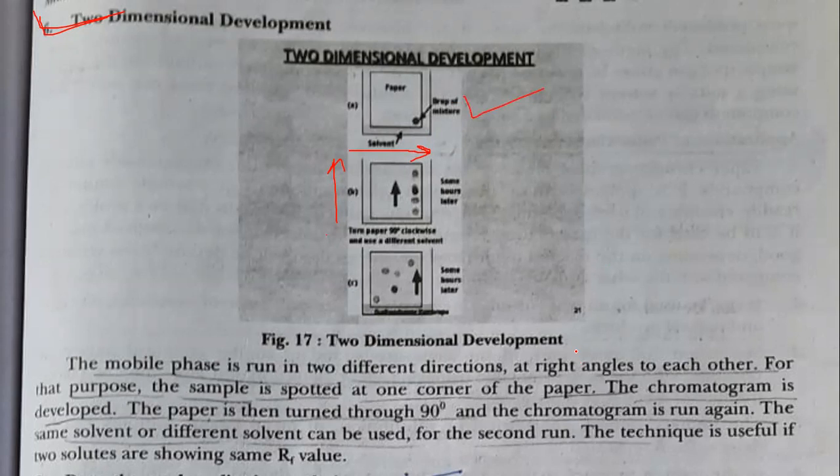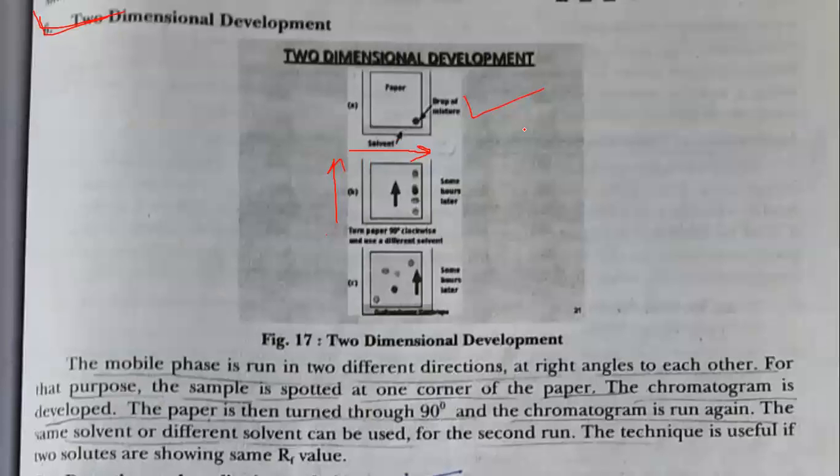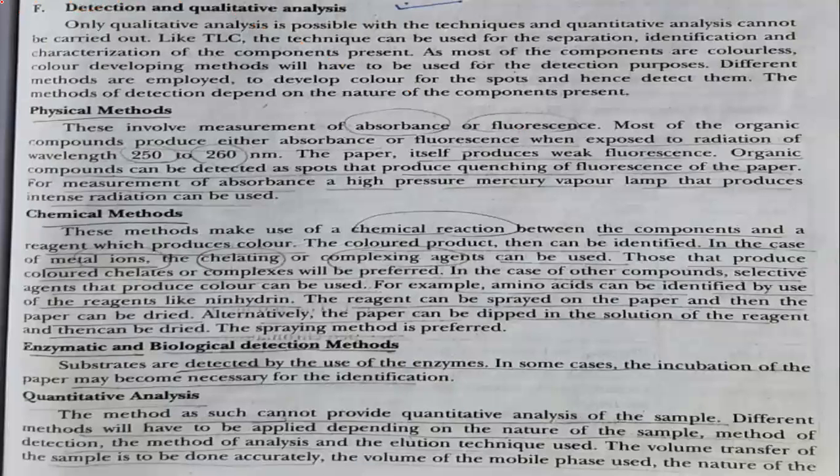So in multiple development you can use the first time like this. Again, if you want, you can move in the same direction, for same direction multiple development. And if you want, you can also keep it in the horizontal direction. So that is multiple development, that depends. The target is only to separate all possible components which are present in the sample.